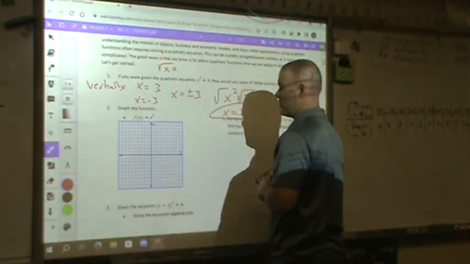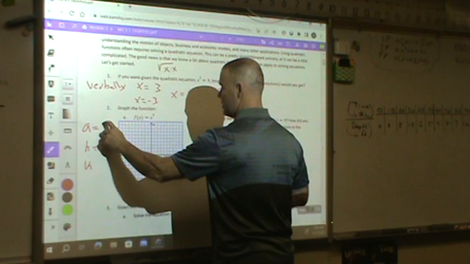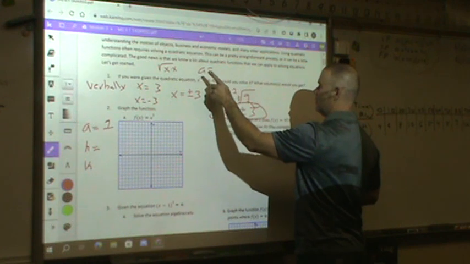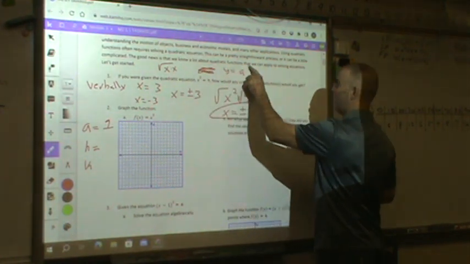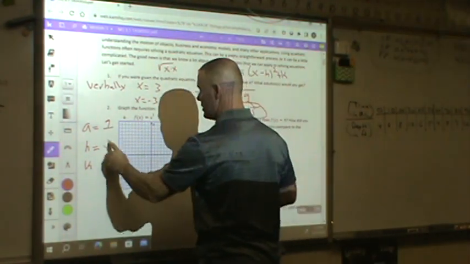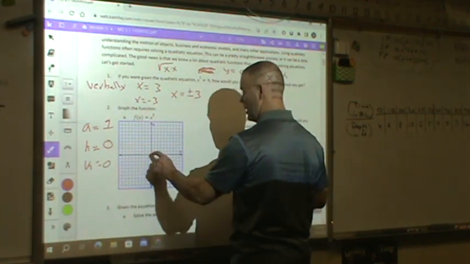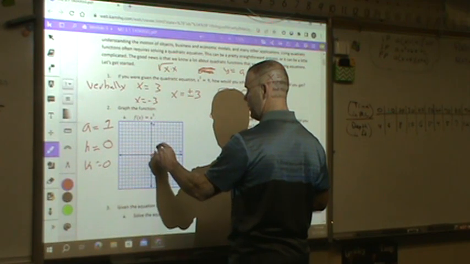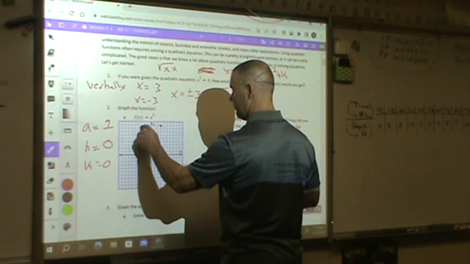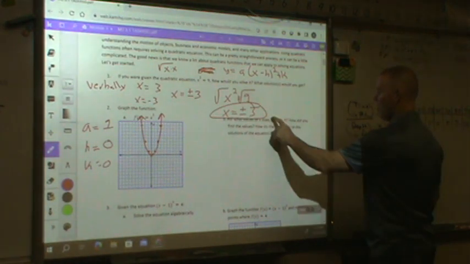Question number 2 says graph the function. Well, I'm going to identify a, h, and k. a is 1. h is the parentheses. Remember, y equals a times (x minus h) squared plus k, the formula. We have shifting, no parentheses, it's 0. No value on the end, so k is 0. So my vertex is (0, 0). I'm going to move right 1 up 1, right 2 up 4, right 3 up 9. Mirror that on the other side, and there's my parabola.